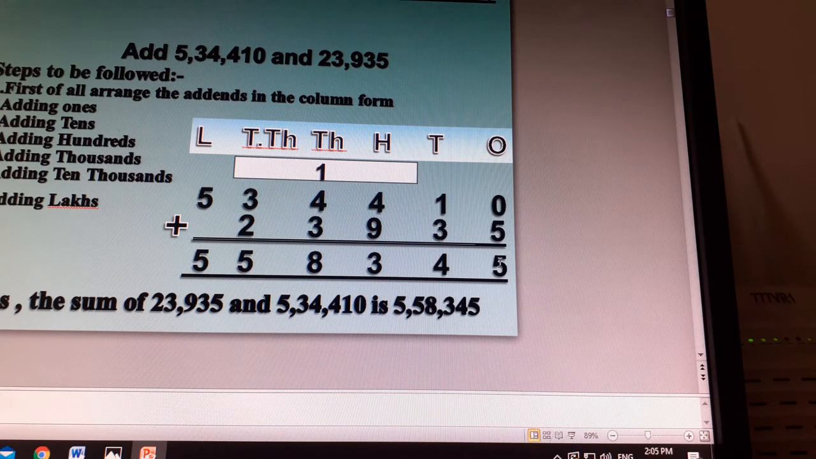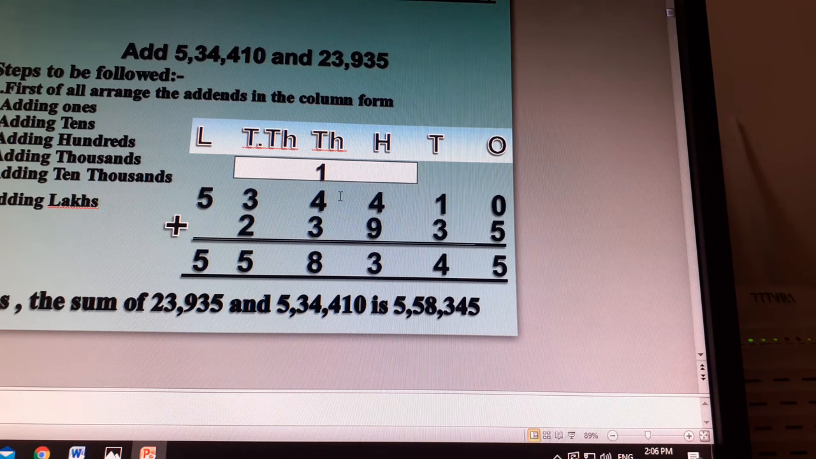Now the next column is T for 10s. 1 and 3. When we add 1 and 3, what will it become? 4. Very good. Now, in the next column, H means 100. 4 plus 9. Naturally, 4 plus 9, speak out immediately. 13. But we cannot write 13. We will write only 3 and the 1 goes to the next column, 1000.